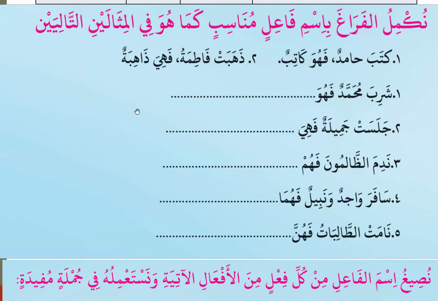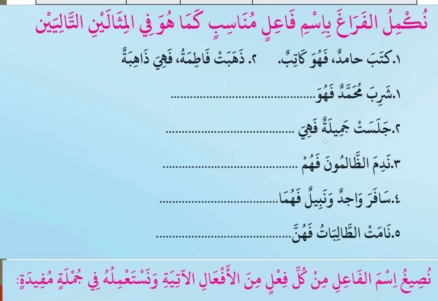So likewise we say شرب محمد فهو شارب. Muhammad drank, so he's the one who drinks. جلست جميلة فهي جالسة. Jamila sat, so she is the one who's sitting. It's female, so you have to add ta marbuta. ندم الظالمون فهم نادمون. The oppressors regretted, so they are the ones who regret.